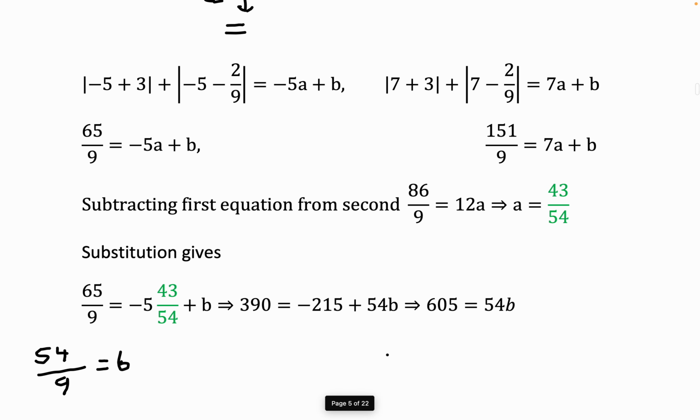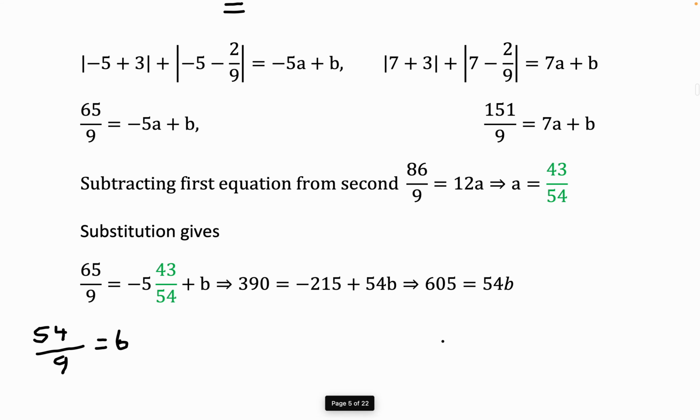So what we end up with right here is 54b is equal to 605. And so that's going to tell us that 605 over 54, 605 divided by 54, is equal to b.